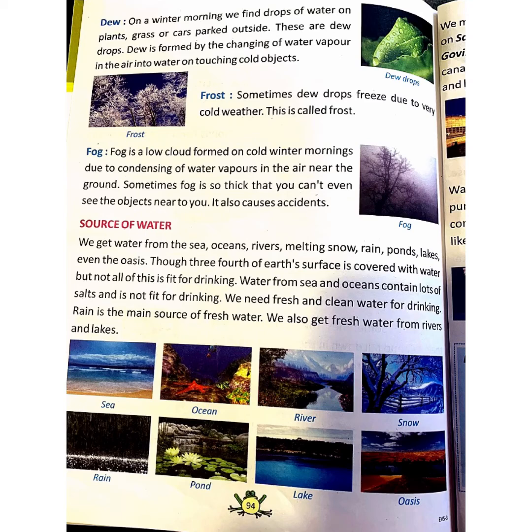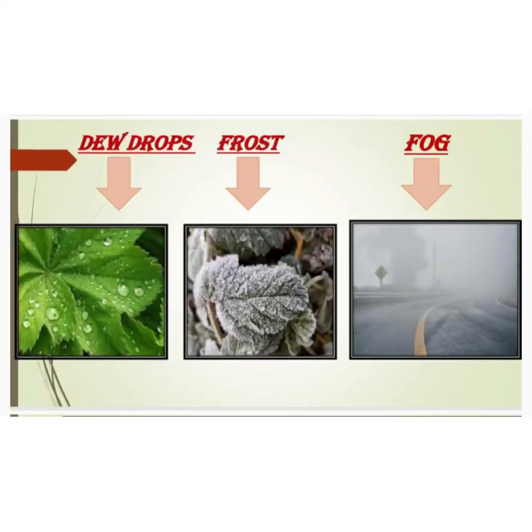Fog is a low cloud formed on cold winter mornings due to condensing of water vapors in the air near the ground. Sometimes fog is so thick that you can't even see the objects near to you. It also causes accidents. Look at the picture carefully.